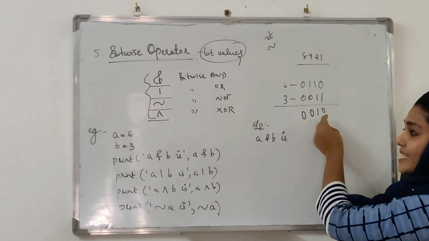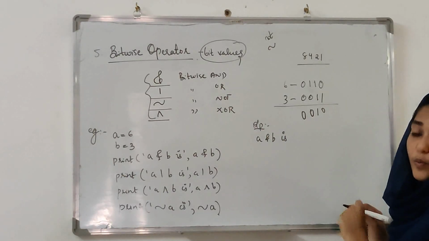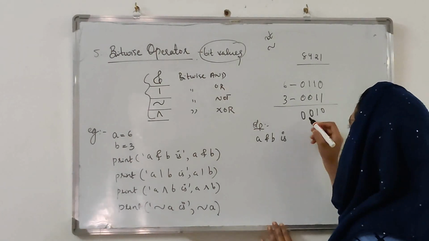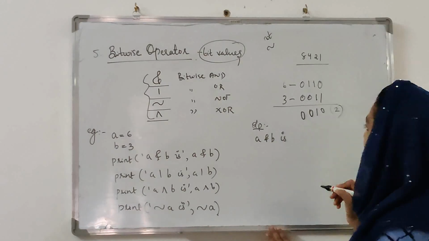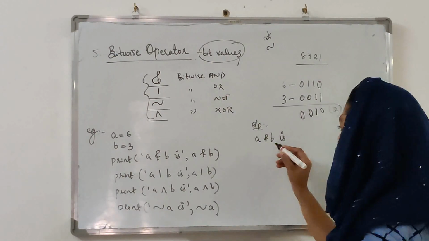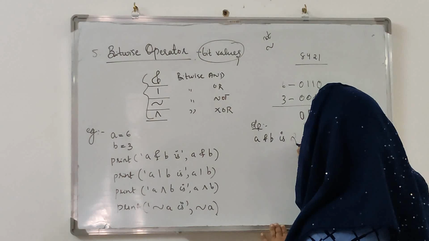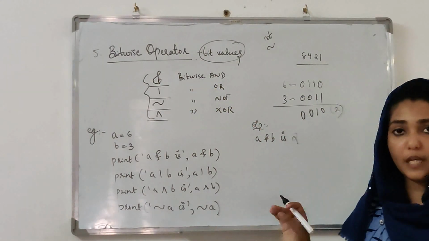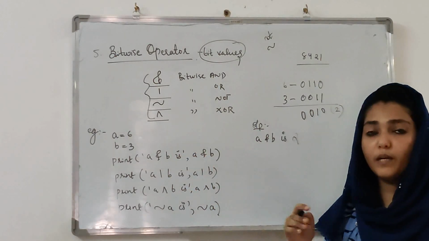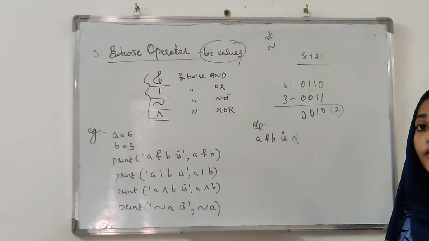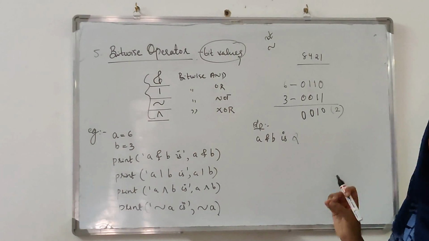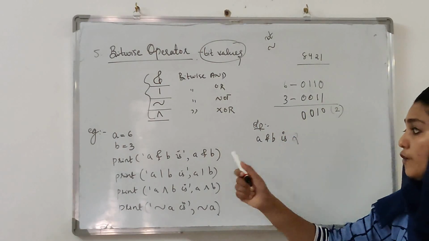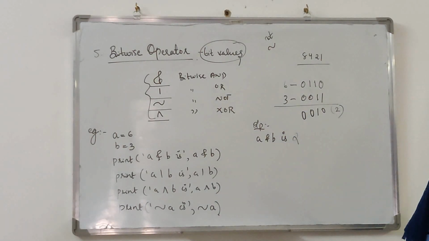0, 0, 1, 0 is our output, which is converted back into the number form. So 0, 0, 1, 0 is equal to which value? It is equal to 2. So we can say that A and B is 2. This will be our output. In this way, we can perform the bitwise AND operation. First of all, convert the given number into binary form, then perform bitwise operations. If it is AND operator, then perform bitwise AND operation. If it is OR operation, perform bitwise OR operation.